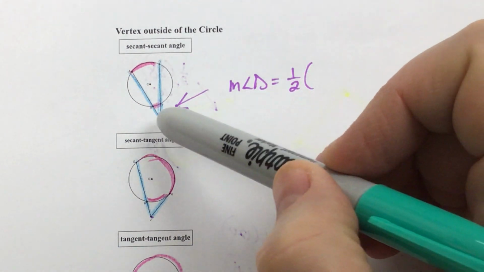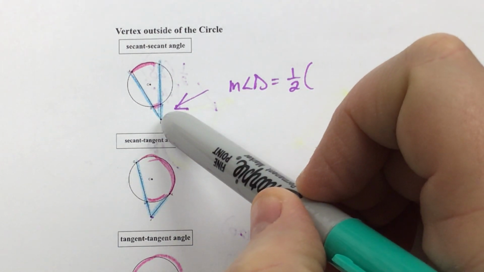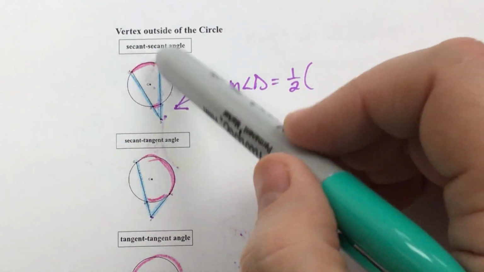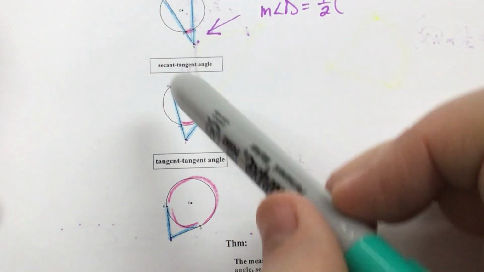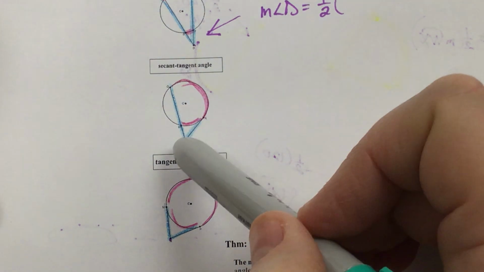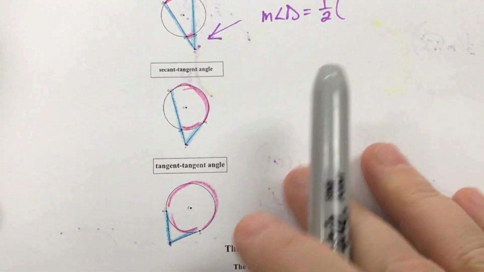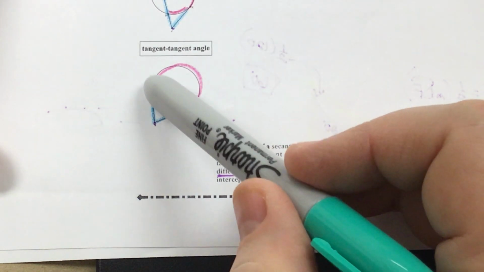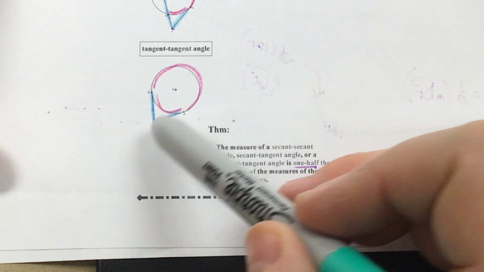So we have, in this case, angle D. The vertex is outside the circle. It's formed by two secants, hence it's a secant-secant angle. The second one here is called the secant-tangent angle because it's formed by a secant and a tangent, and again, the vertex is outside the circle. And the last type is a tangent-tangent angle, and notice again, it's formed by two tangents. The vertex is outside the circle.